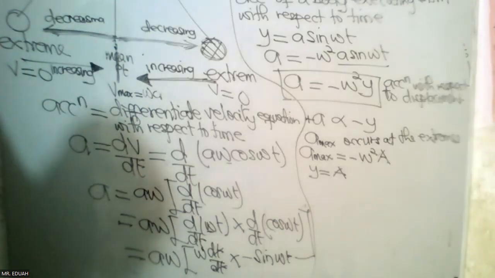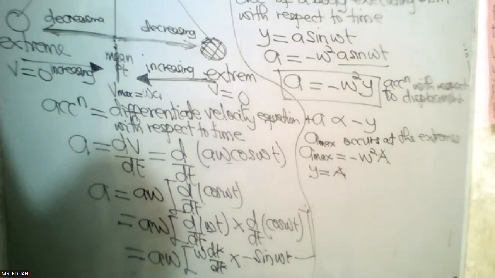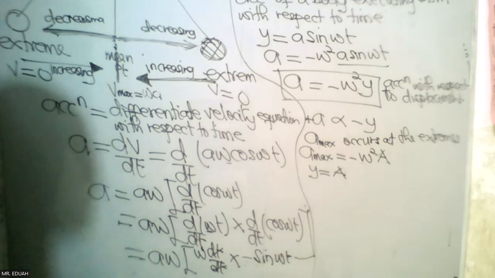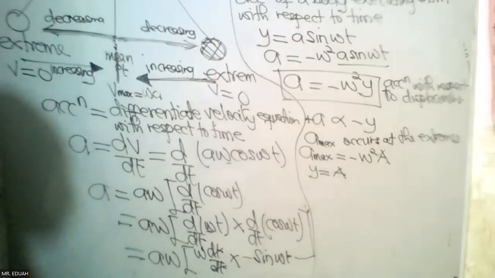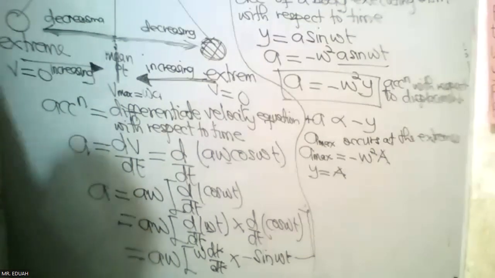Are we okay? Ileana, Deborah, Mary, and Co, are you okay? Yes. So maximum acceleration occurs at the extremes, and it is given by minus the square of the angular velocity times the amplitude.